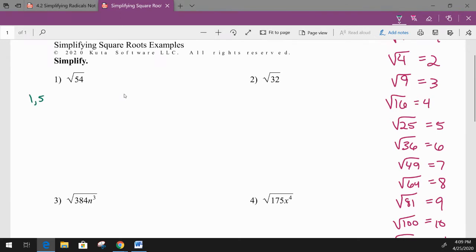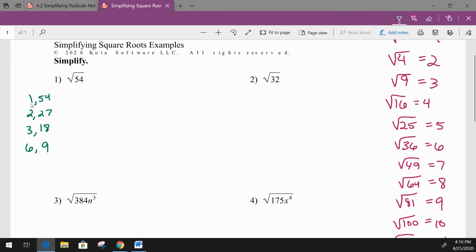So 1 and 54, 2 and 27, 3 goes into 54 18 times, 4 does not go into it, 5 does not go into it, but 6 goes into 54 9 times. So now that I have all the factors of 54, I'm going to look for ones that are perfect squares.